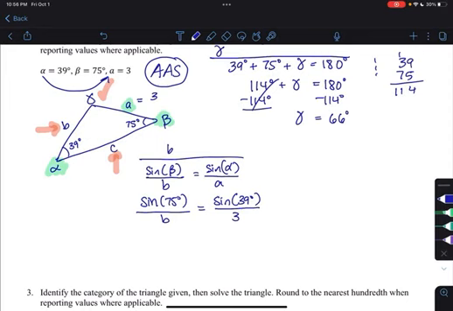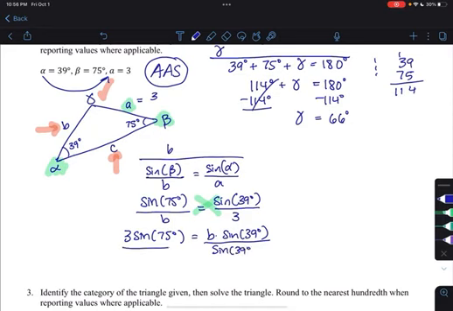So what I can do is actually cross multiply here. So I'm going to get 3 times sine of 75 degrees equals B times sine of 39 degrees. And then I'm going to divide both sides by sine of 39 degrees. And so that means that this whole thing on the left is what I'm going to put in my calculator.